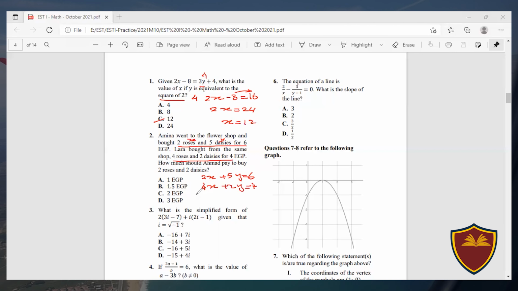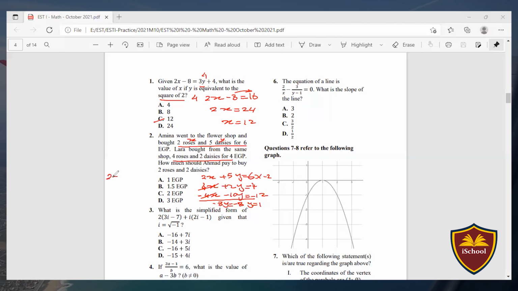If you want to find the value of x and y, you must eliminate. To eliminate, I will multiply the first equation by negative 2. So we have negative 4x minus 10y equals negative 12. By adding, we cancel x: 2y minus 10y equals negative 8y, 4 minus 12 equals negative 8, then y equals 1.